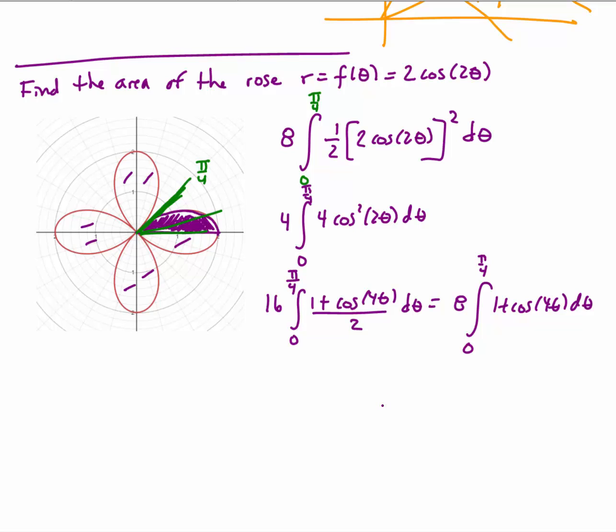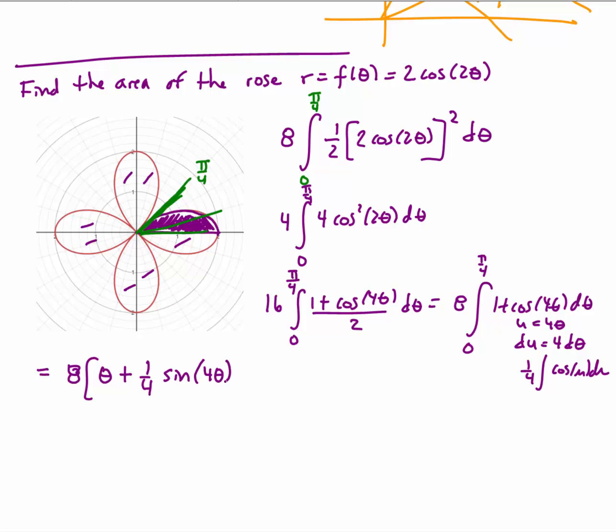Okay, so I think we're ready to integrate finally. The integral of 1 d theta is theta. Now to integrate the cosine term, u would be equal to 4 theta, du would equal 4 d theta. So I'd have to multiply by a 4 on the inside and compensate with a 1/4 on the outside. So this looks like 1/4 cosine of u du. The integral of cosine is sine of u, but u is equal to 4 theta in this case.